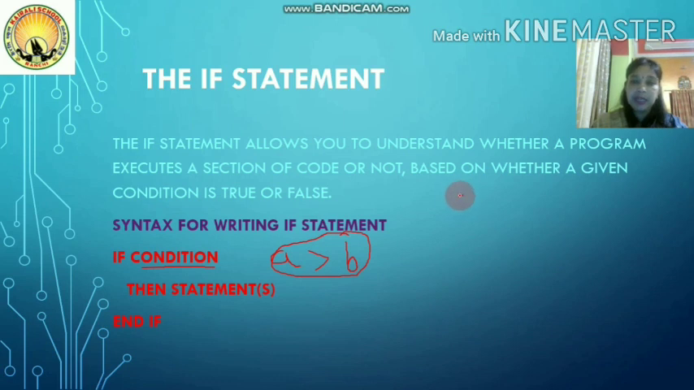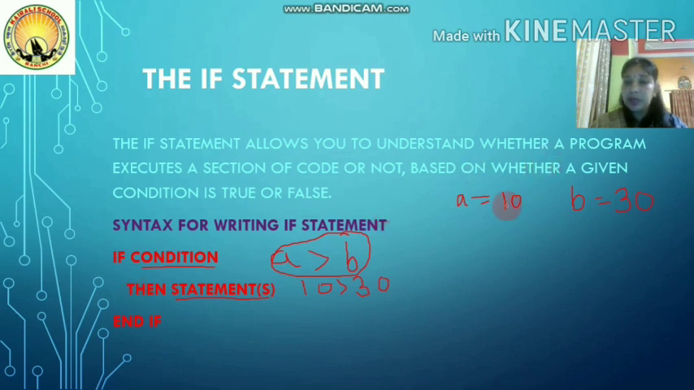Now you tell me, if I am taking A as 10 and B as 30, just substitute the values. Is 10 greater than 30? What will be the output, true or false? Obviously false. So if it is false, what do you want to do? Then you will write then. After that, any statement can be written, to be done when this condition is true. But since the condition is false, nothing will be done.